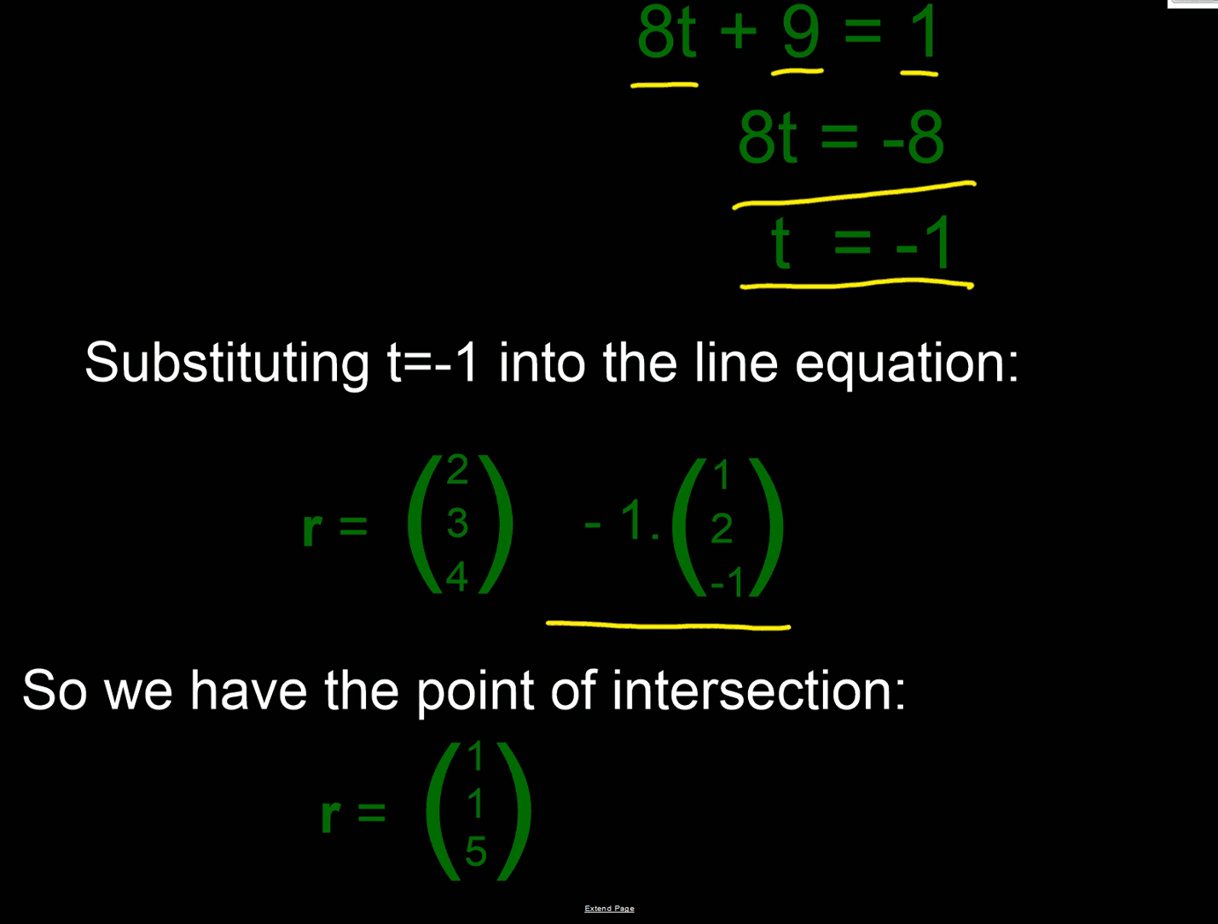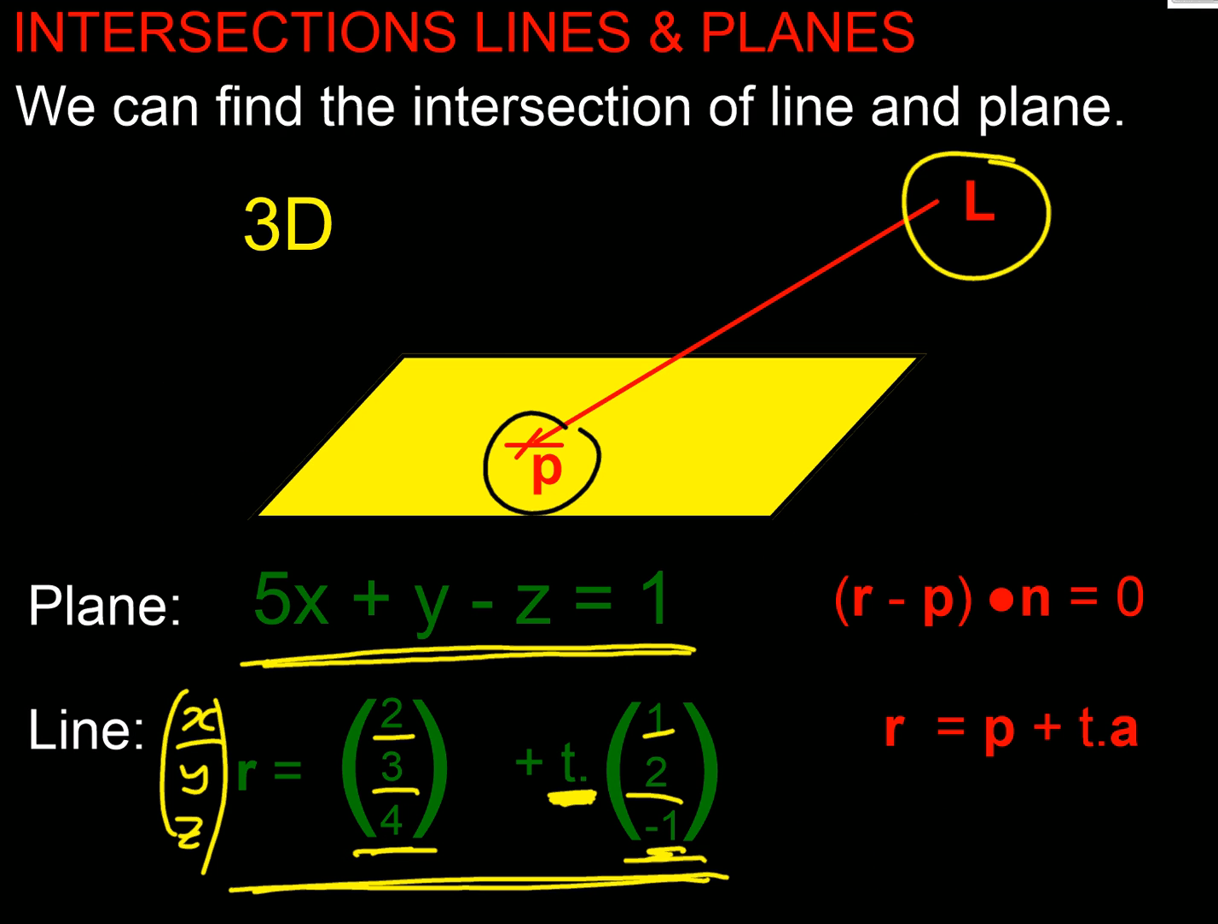So I can just substitute t equals minus 1 into my line equation, and if I calculate that out, I now have a point of intersection: 1, 1, 5. So I've found that this point here would be 1, 1, 5. It's got to be a unique point, hasn't it? A line and a plane always intersect, except if the line is actually parallel with the plane. So effectively it is either our a1 or a2 vector down our line equation.